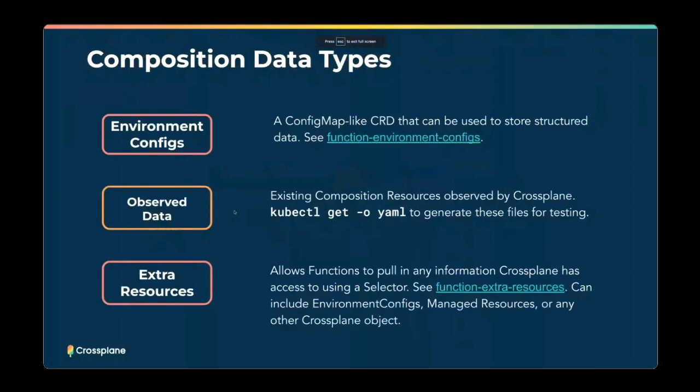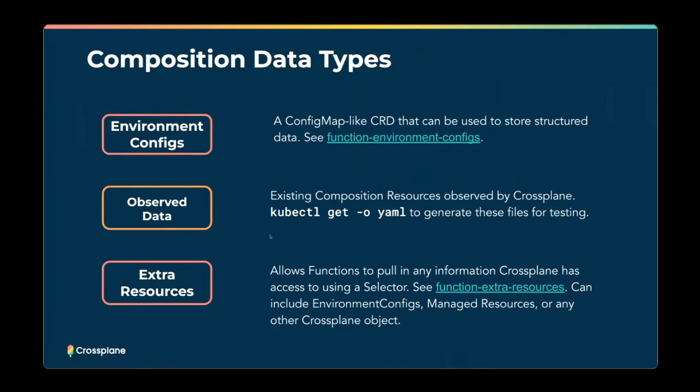So there are several different data types in compositions. The first one is environment configs, and you could think of this as a glorified config map, right? It's similar to a CRD, and whereas a config map has a key value, this can have any kind of data structure in it. It could have nested maps and arrays and things like that. Environment configs are still an alpha feature in Crossplane, so just keep in mind that they could be deprecated at any time, but they're pretty heavily used in the community.